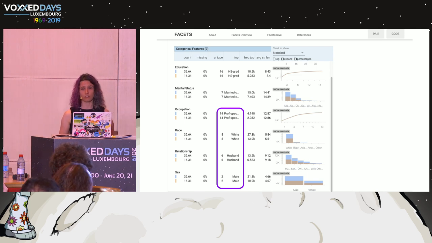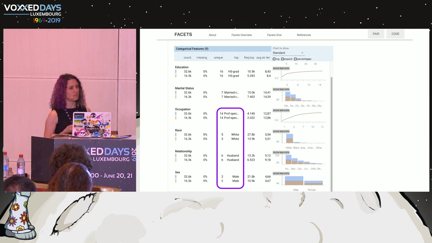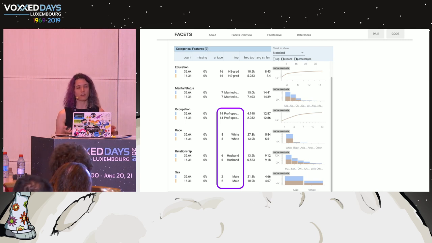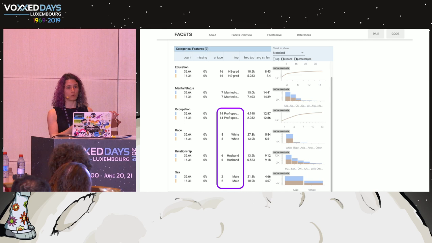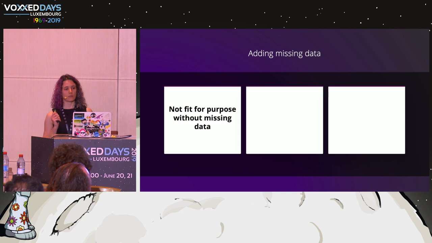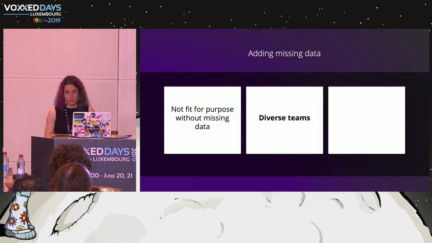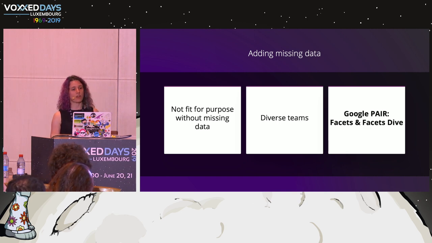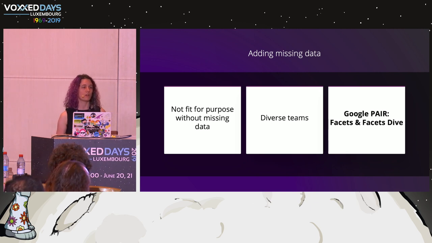And that's awesome if we're trying to make predictions about that group. It's probably going to do a really good job of making predictions about them. But if we are actually trying to have a model which speaks to a larger audience than that, then we can see here really clearly what data is missing, and we can try to fill in those gaps. So to summarize, sometimes with missing data, we can have a product that's not fit for purpose. Diverse teams are one approach to this, or at least diversity in the people we consider as our users. And also Google PAIR's Facets and Facets Dive are pretty cool tools as well that don't require very much programming.